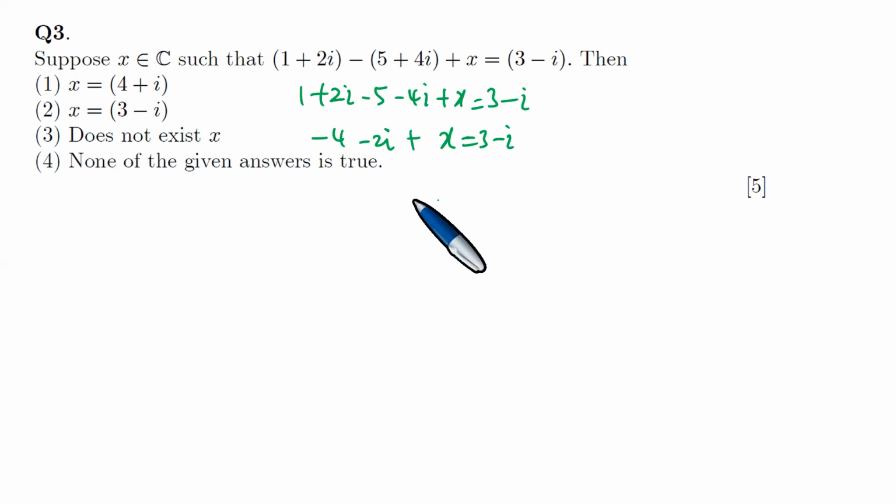What is x? You move this across. 3 plus 4, it's 7. Minus i plus 2i, which is 7 plus i.